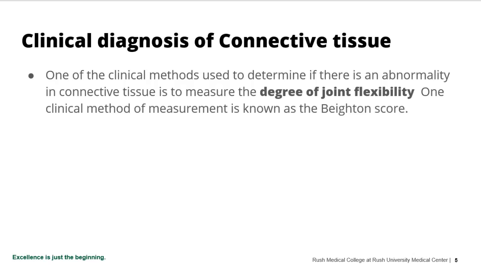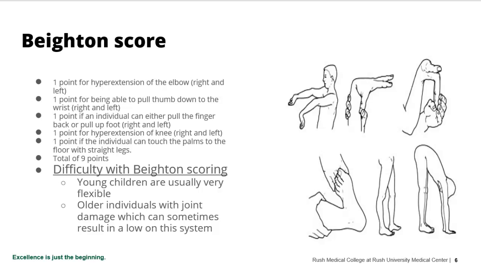So let's talk about the clinical diagnosis of a connective tissue disorder. One of the most common abnormal features is increased flexibility at the joints. One method to determine the flexibility of the joints is known as the Beighton score. I'm going to go over the Beighton score here, and it's a point system. There are 9 points. You get 1 for hyperextension of the elbows, 1 for the right, 1 for the left. Being able to pull the thumb down to the side of the wrist, again, 1 for right, 1 for left, so 2, 4, 6.